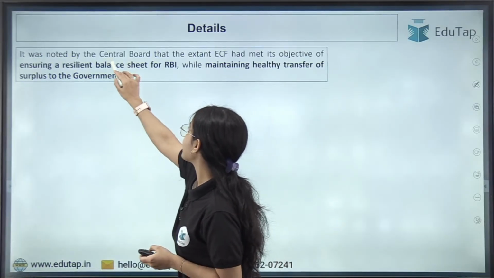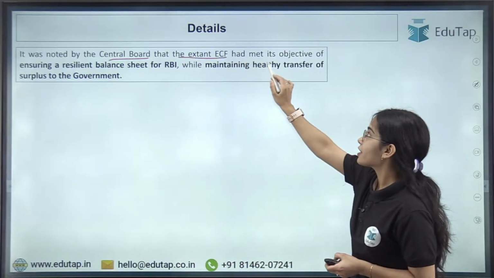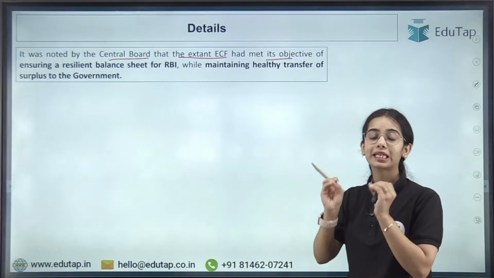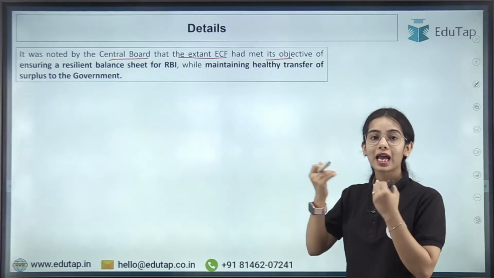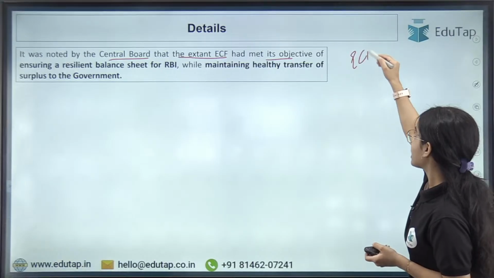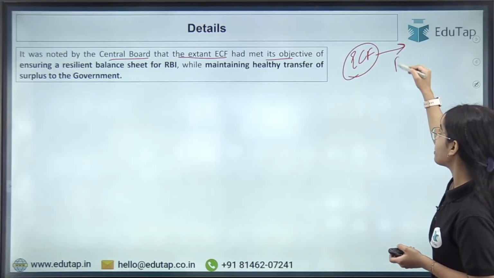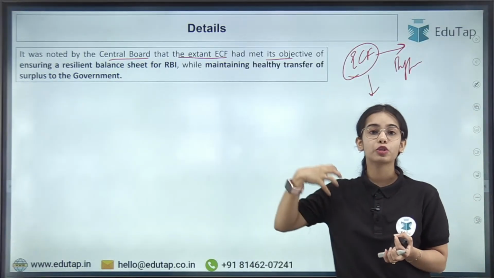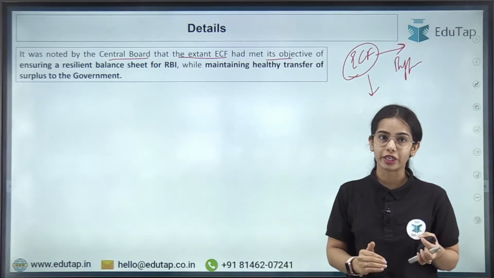It was noted by the Central Board that the existing ECF had met its objective for the 5 years. It has worked very, very well. It has met its objective because as per the existing economic capital framework, the RBI was able to maintain enough buffers, and was also able to transfer a lot of surplus to the Government of India.